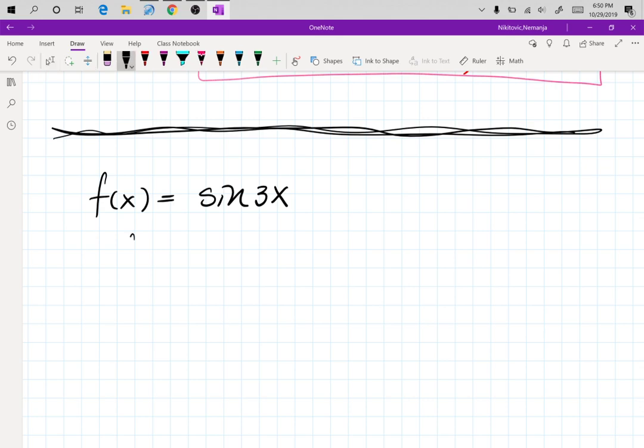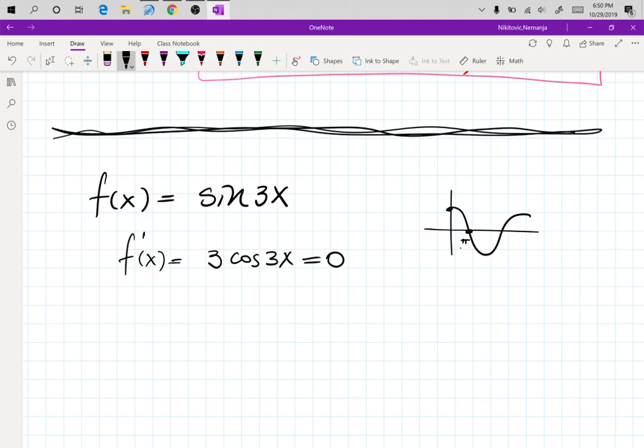We start with the first derivative, f prime of x, which would be 3 cosine 3x, and then we are going to set that equal to 0. The 3 in front would die when you divide, and you have cosine 3x equals 0. Now, when you draw a cosine function, you know that the cosine function hits 0 at pi over 2, 3 pi over 2, 5 pi over 2, right?